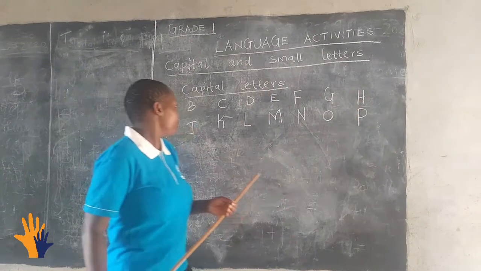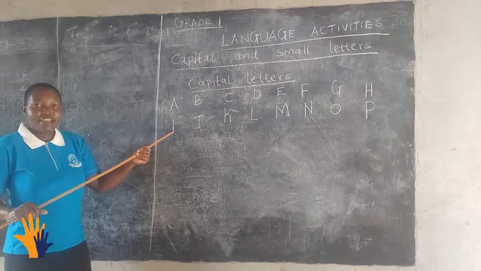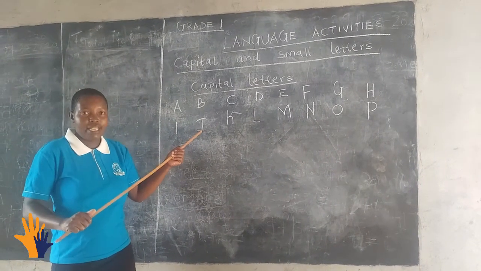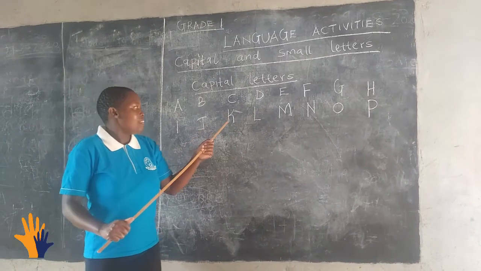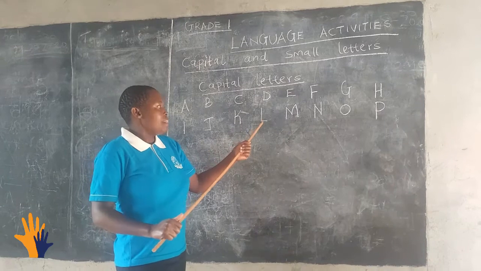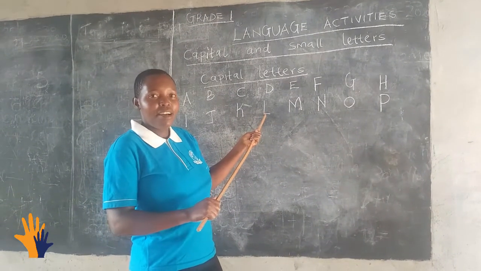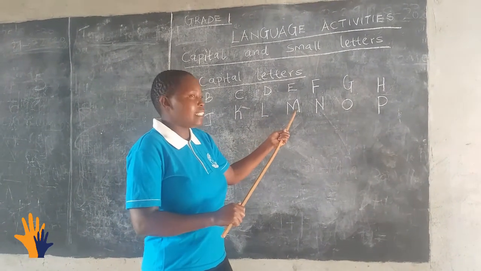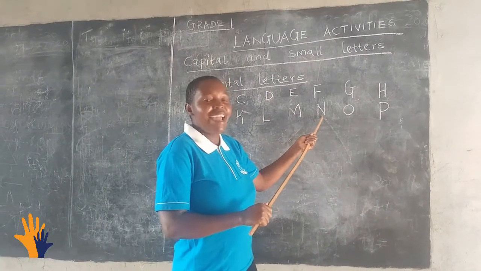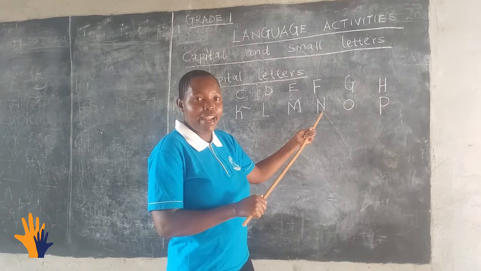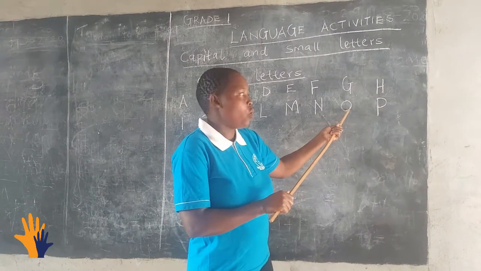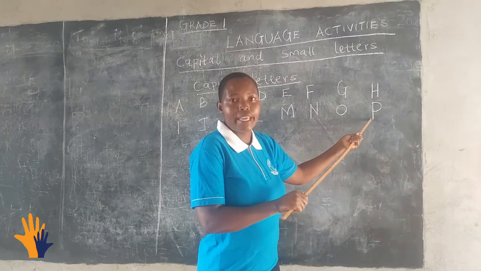Letter H. This is letter I. Letter I. This is letter J. Letter J. This is letter K. Letter K. This is letter L. Letter L. This is letter M. Letter M. This is letter N. Letter N. This is letter O. Letter O. Then this is letter P.